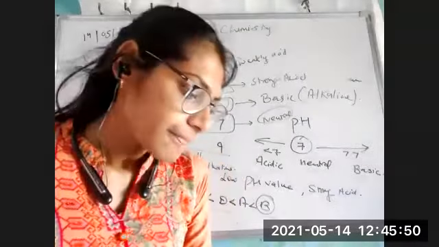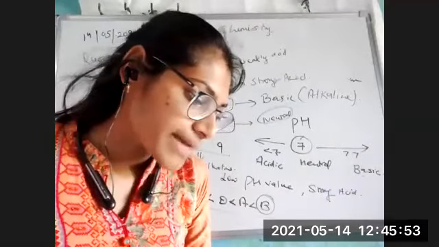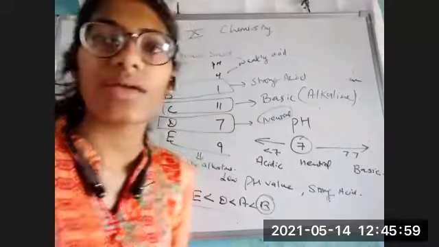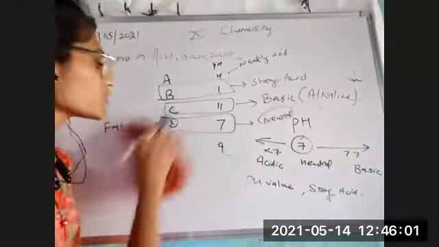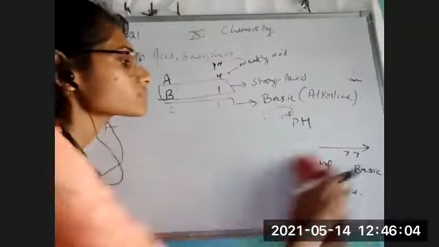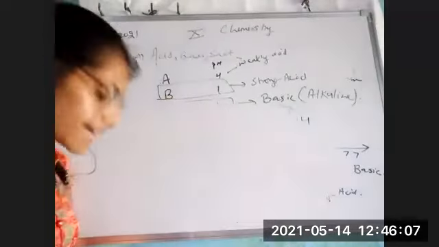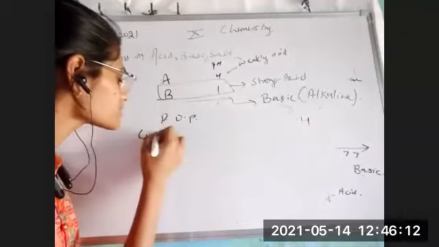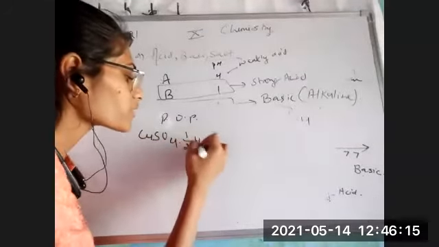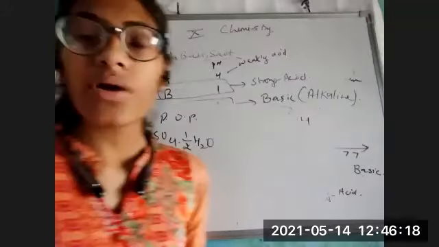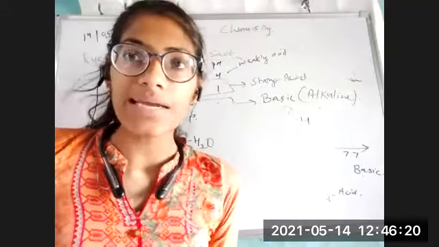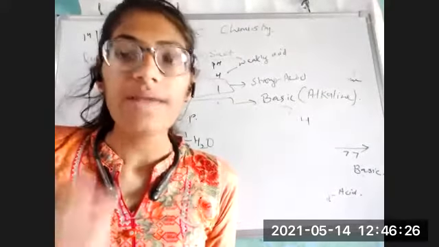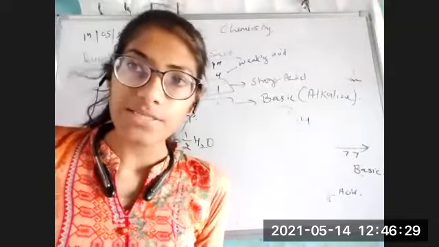Okay, the next question is, the plaster of Paris should be stored in a moisture proof container. Explain why. Very simple question and you know that very well. What is the formula of plaster of Paris, POP? Calcium sulfate into half mole of water. The question is, we should not keep it in a container that already has some moisture, that already has a little water in it. We should not put them there. What is the reason behind this?